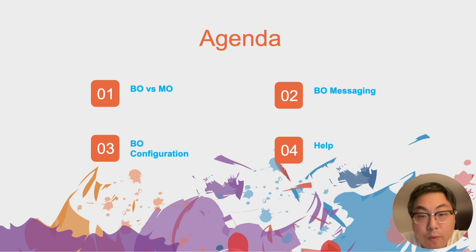We will touch four topics today, and first one is the business object against maintenance object. Second one is around business object messaging. So how does application server and database server talk to each other? The third one is the business object configuration. What are the aspects that can be configured for your project purpose? And number four is where you can find help in terms of business objects and the related topics.